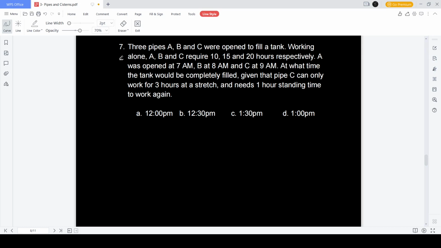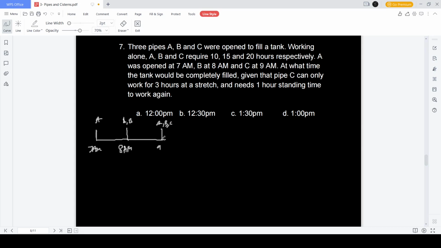So this is a pretty simple question, but we have to analyze it completely. Whenever there's time involved, we draw a timeline. It starts with A being opened at 7 a.m. A works for 1 hour alone, and at 8 a.m. B was opened. So A and B. Then at 9 a.m. A, B, and C all were opened together. That's what it means.